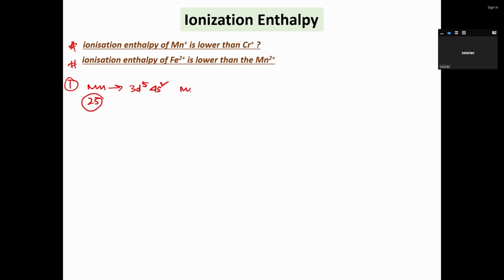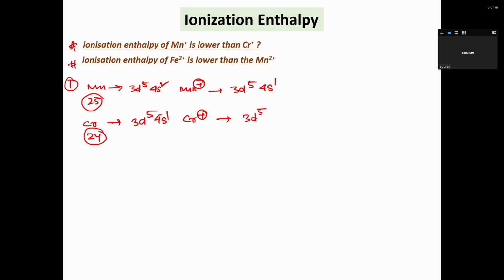When it is Mn+, the electronic configuration will be 3d5 4s1. Similarly, you can also see chromium. The atomic number is 24, so the electronic configuration is 3d5 4s1, which is exceptional. When it is Cr+, the electronic configuration is 3d5.